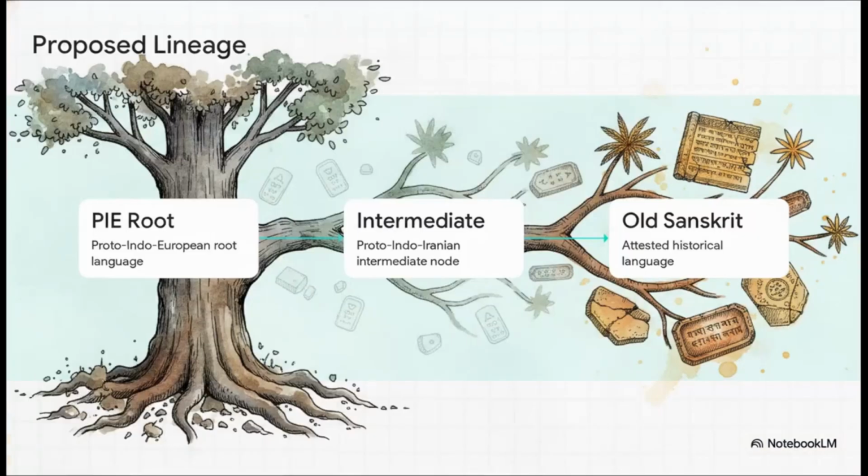But since we're auditing this claim today, we have to ask, how exactly was that tree mapped out in the first place? The mainstream model presents this remarkably clean lineage. It steps down from a proposed ancient root language known as Proto-Indo-European, or PIE. From there, it branches into an intermediate node called Proto-Indo-Iranian. And then finally, from that intermediate node, it arrives at the attested language of Old Sanskrit. Now, on paper, this three-step sequence looks incredibly solid and logical. But things get really interesting when we try to find the physical proof for those first two steps.